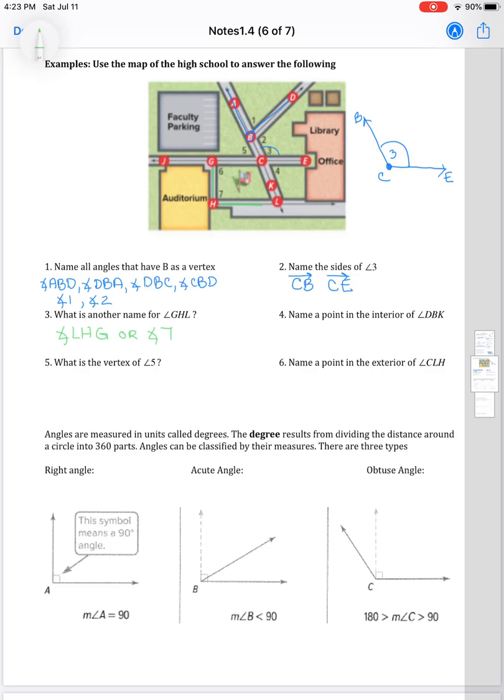For 4, it says name a point in the interior of DBK. So we need a point that is in the interior of DBK. So again, if I redraw it, say like this, here's D, here's B, then you have C, then you have K, then you have L. From C, you have E out here. So again, we are looking for something in the interior of this angle. So think of this like an alligator mouth that's going to close. Here's your two sides. If we were to close that mouth, what point falls within that? And that would be point E.